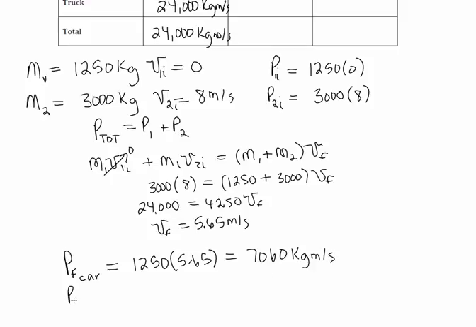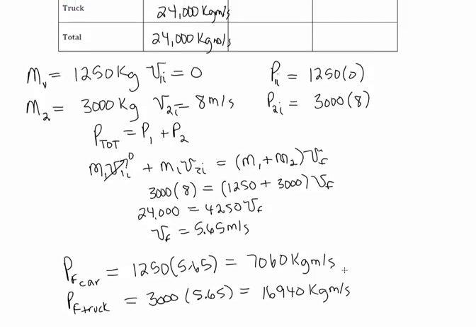I need to do the same thing for the truck. So that's the final momentum, equals the mass of the truck, which is 3,000, times the final velocity, and they're going the same speed because they're stuck together. And that gives me, let's see, around 16,940 kilogram meters per second.